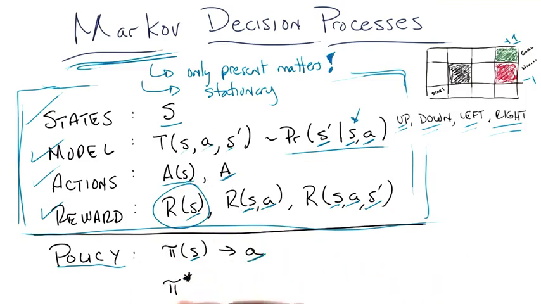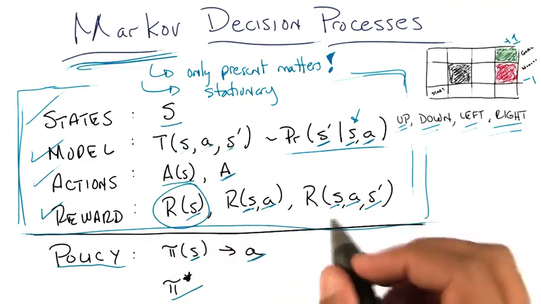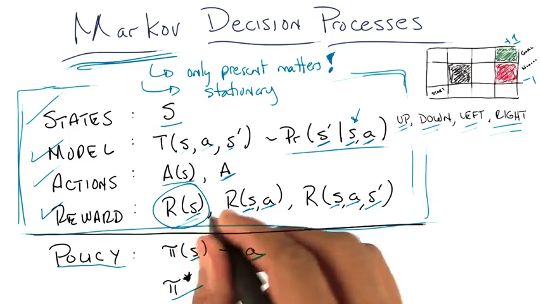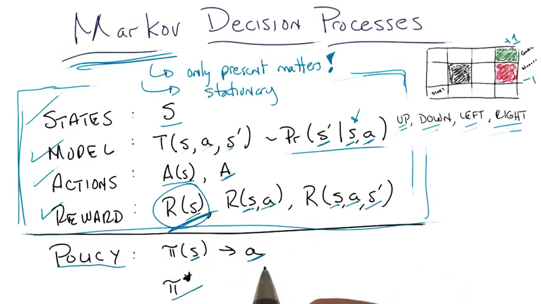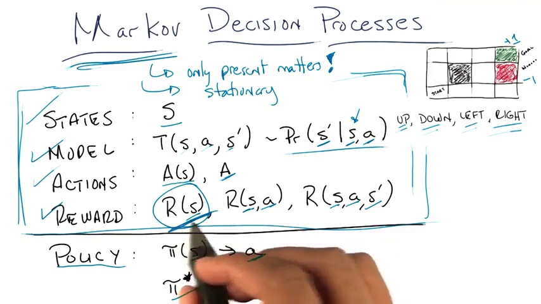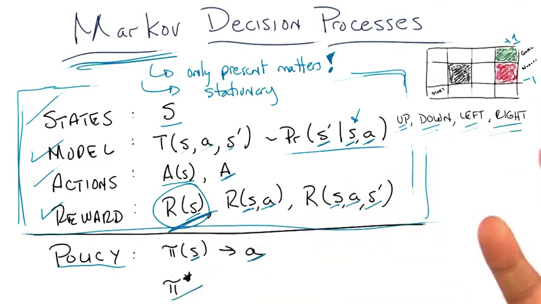And there's a special policy, which I'm writing here as policy star, or the optimal policy. That is the policy that maximizes your long-term expected reward. So of all the policies you could take, of all the decisions you might take, this is the policy that optimizes the amount of reward that you're going to receive or expect to receive over your lifetime.